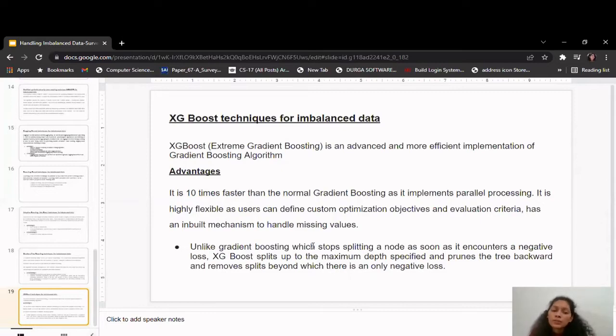It is highly flexible as the users can define custom optimization objectives and evaluation criteria. It has an inbuilt mechanism to handle missing values, so the missing values are also handled. So there must not be so much inaccuracy in the data set as well.